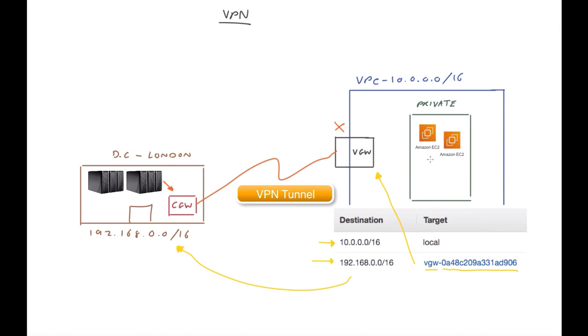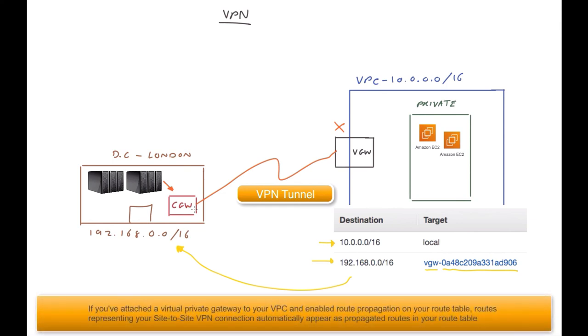So the instances within this subnet now have an additional route that points to this virtual gateway to get to the network of the data center. And what you can do is also enable route propagation within your route table as well. Now what this will do is once your VPN tunnel is up and running, then any routes that are represented across your VPN connection will be automatically added to your route table. So you might have other networks within your data center other than the 192.168 that are configured to use that VPN tunnel.